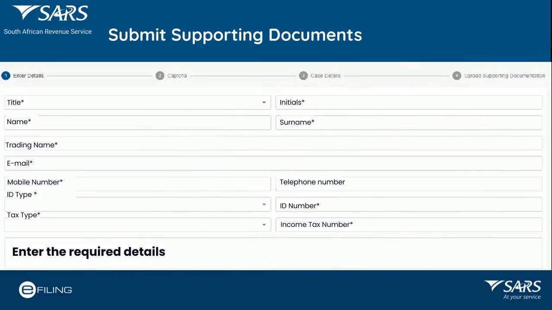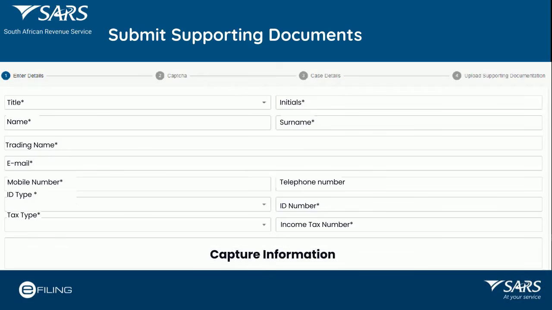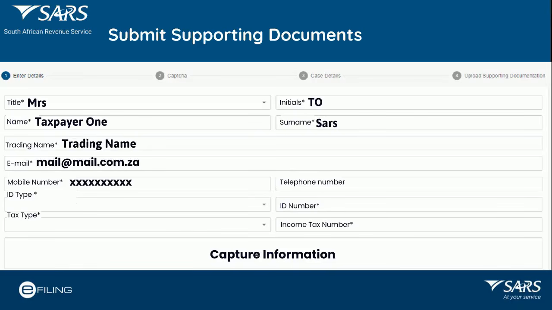Once the fields open, enter the required details exactly as registered with SARS. These include personal information like your title, initials, name and surname, company registration number, or trading name if it is a business. Enter the email address and the mobile number. The telephone number is an optional field.